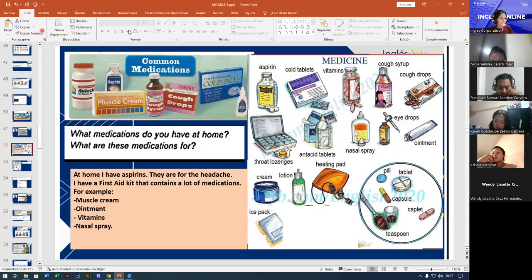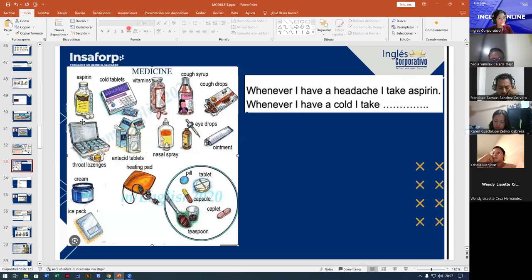So let's check here with this vocabulary. It says, whenever I have a headache, I take aspirin. Whenever I have a cold, I take... Karen Guadalupe? Whenever I have a cold, I take... I take... muscle cream?